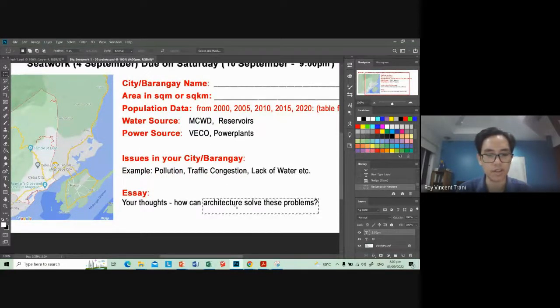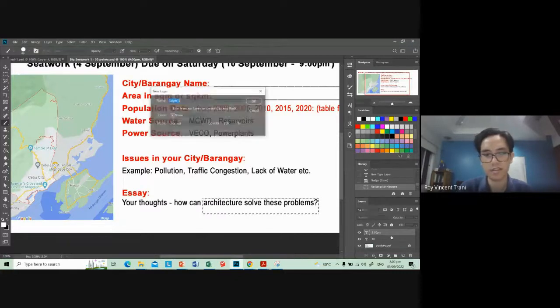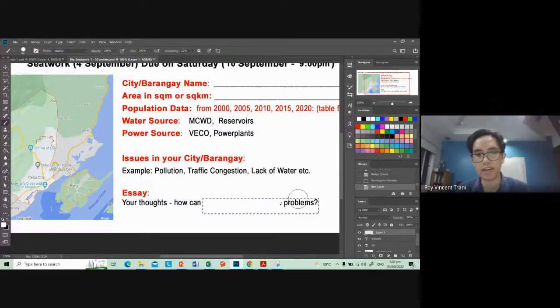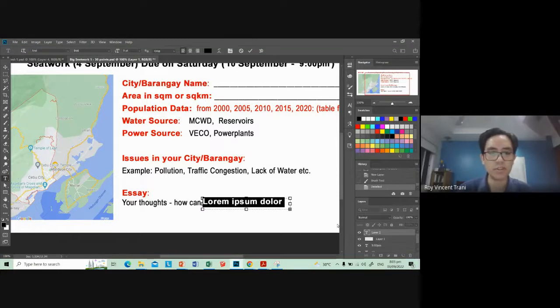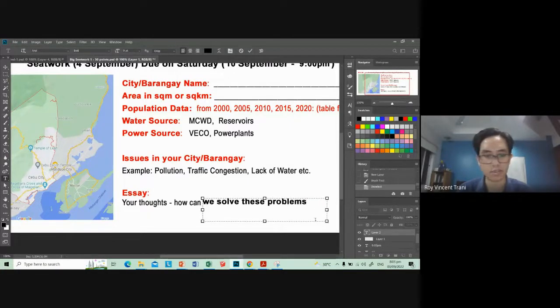Let me just rewrite that. So you don't have to have an architecture background. Just based on your experience, living in Cebu, living in the Philippines, how can we solve these problems? That's an initial thought, because our final will be more concrete, with more realistic solutions. We solve these problems, again, with a systems thinking approach.